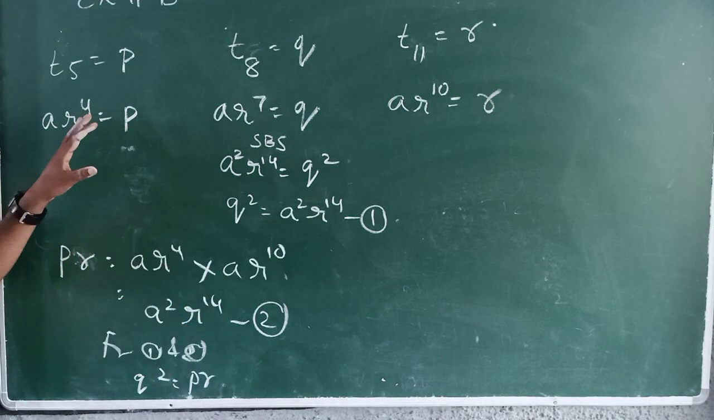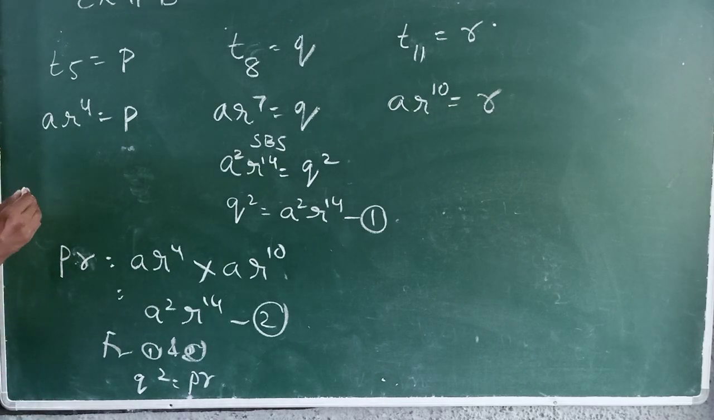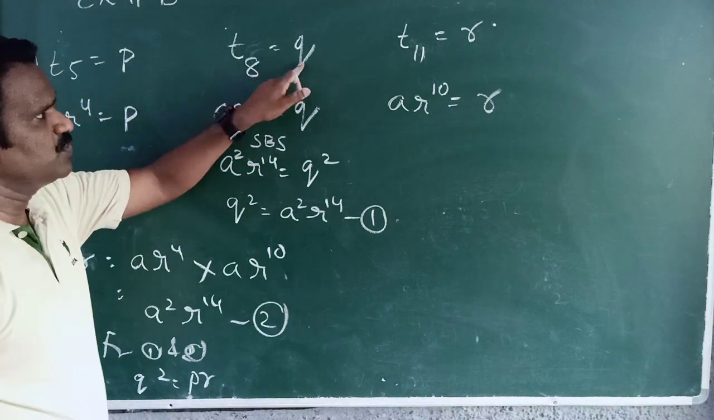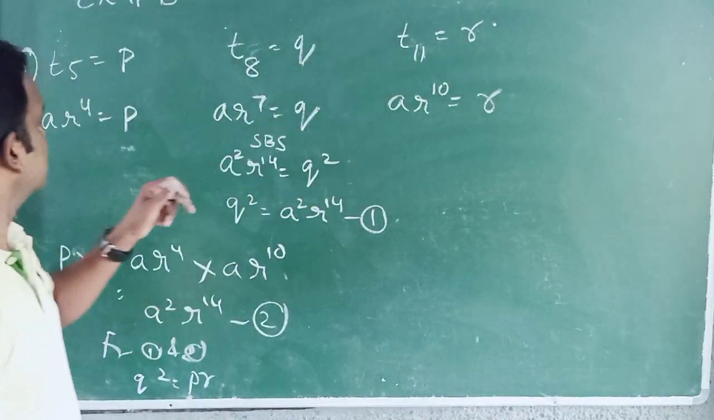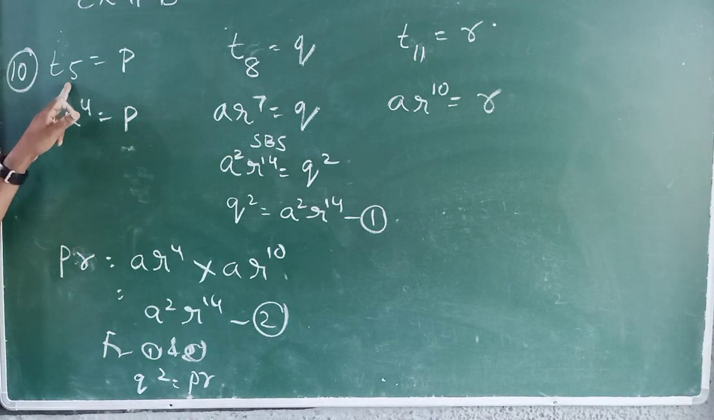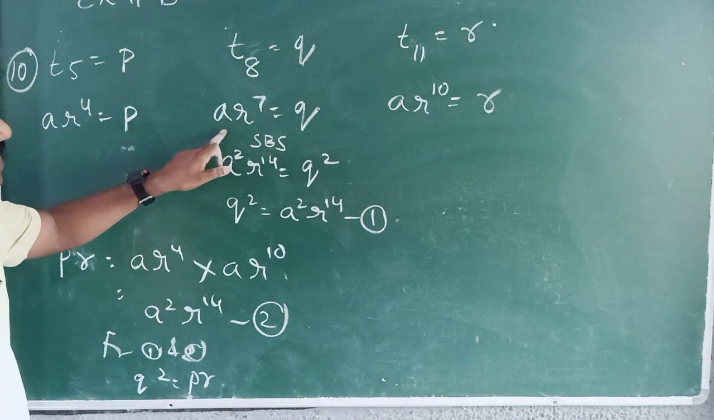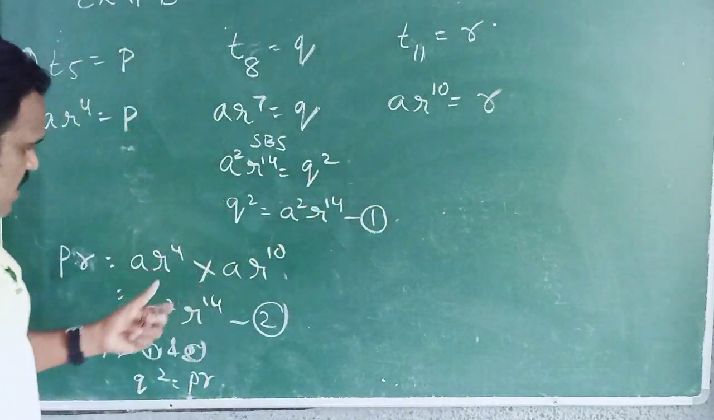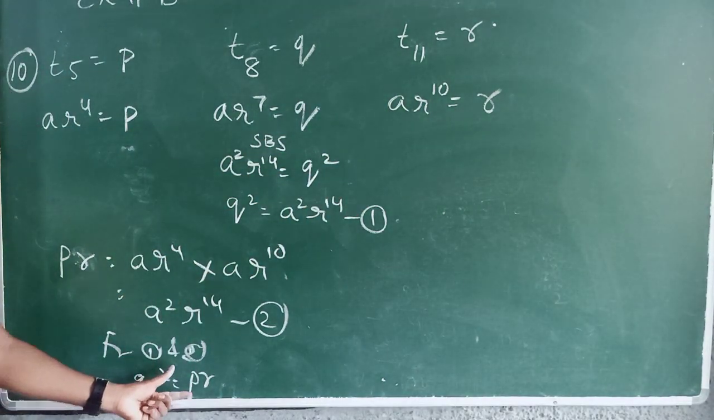Okay. Once again, just see this 10th sum. 5th term he gave it as P, 8th term he gave it as Q, 11th term he gave it as R. So 5th term means AR to the power of 4 is equal to P, 8th term means AR to the power of 7 is equal to Q, 11th term means AR to the power of 10 is equal to R. He asked us to prove Q square is equal to PR.